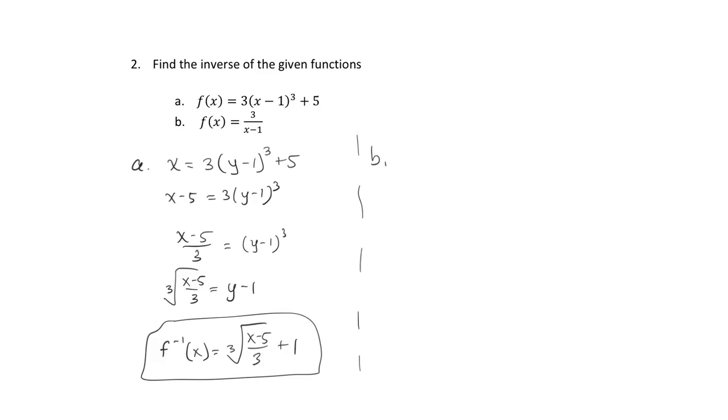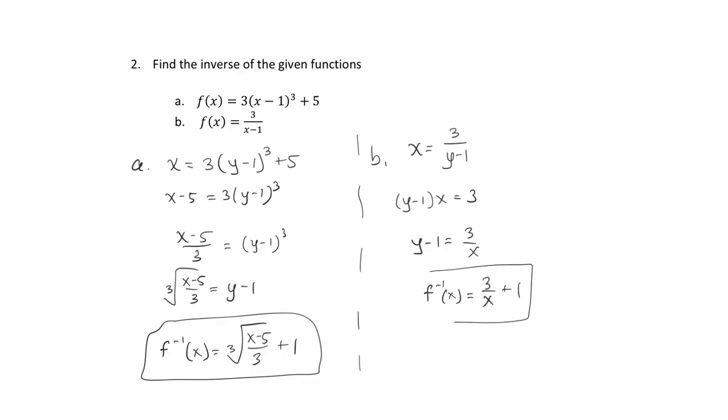For part B, I'm going to switch the place of x and y. Now to get rid of this fraction, I'm going to multiply both sides by the denominator y minus 1. And to get rid of this parenthesis, because we want to get y by itself, and now it's inside of a parenthesis, we can either distribute the x or divide it over here. So I'm going to divide the x. And then finally add the 1, and then that y is going to turn into the inverse of f. So the inverse of f is equal to 3 divided by x plus 1.